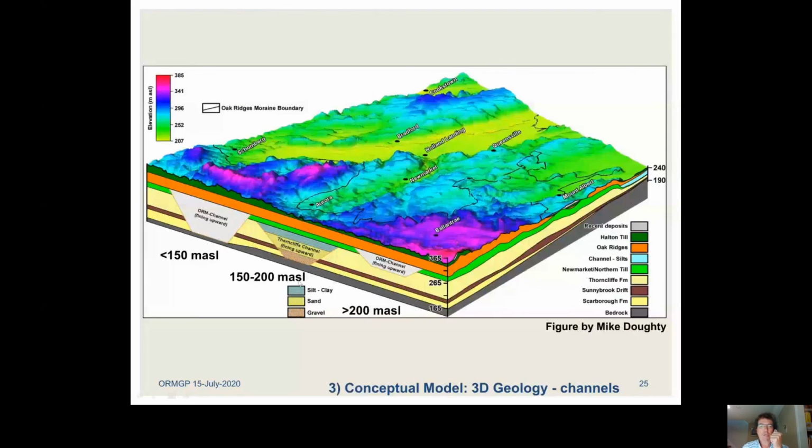So to summarize then, we think we have a couple of ages of channels, the key being whether we see lower Newmarket Till or not. Okay, so our refinement of our conceptual model is trying to incorporate, let's call it a facies change, I guess, within the lower sediments to include coarse-grained sands and gravels in the lower sediments.